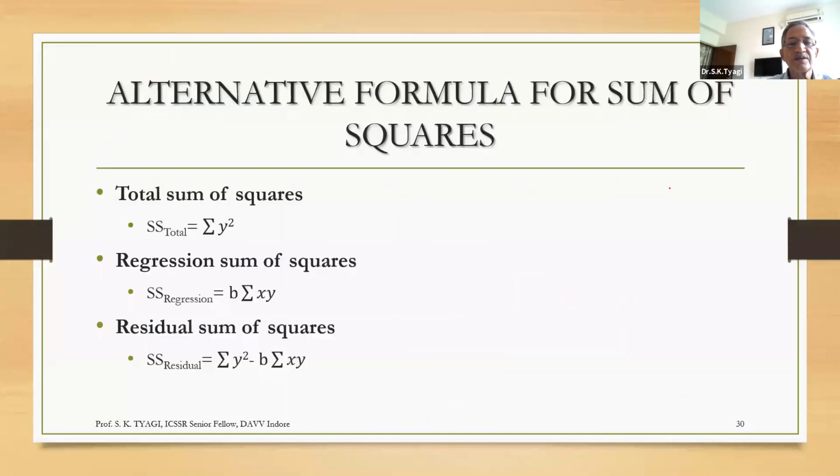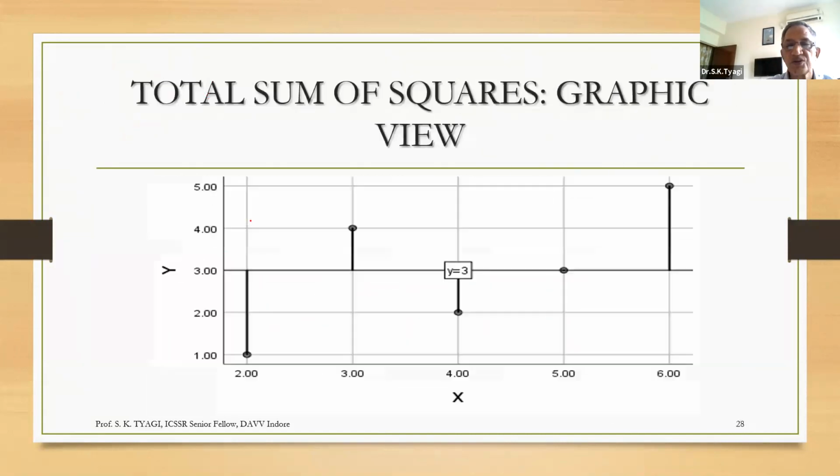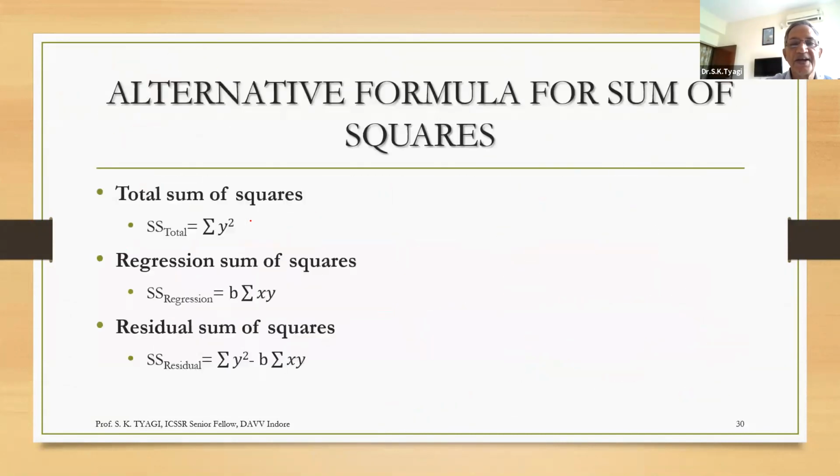say, total sum of square is sigma y square. There is no difference in it. What is sigma y square in this question? Sigma y square is 10. So total sum of square is 10.